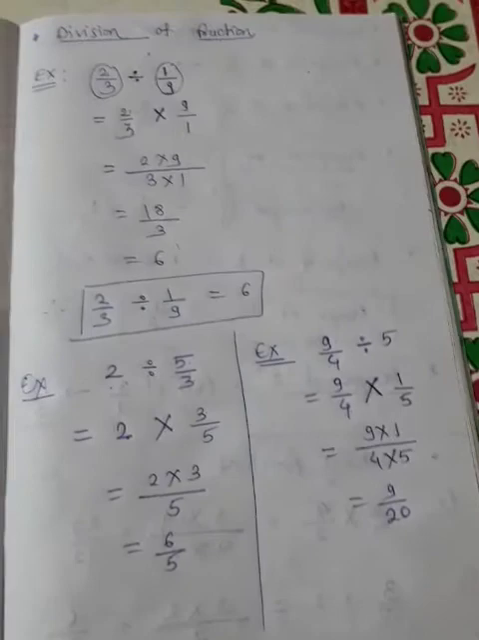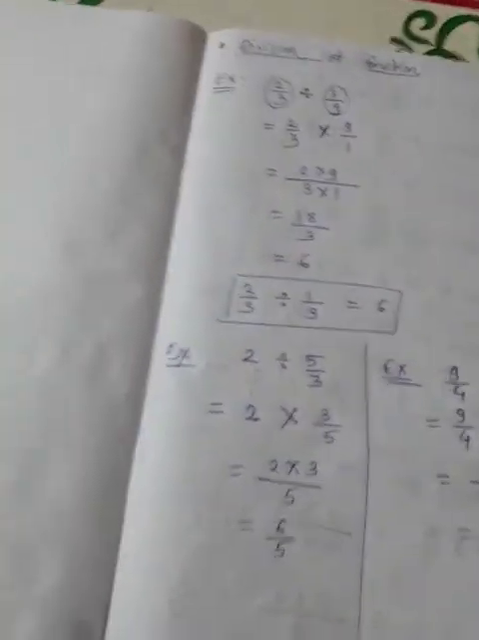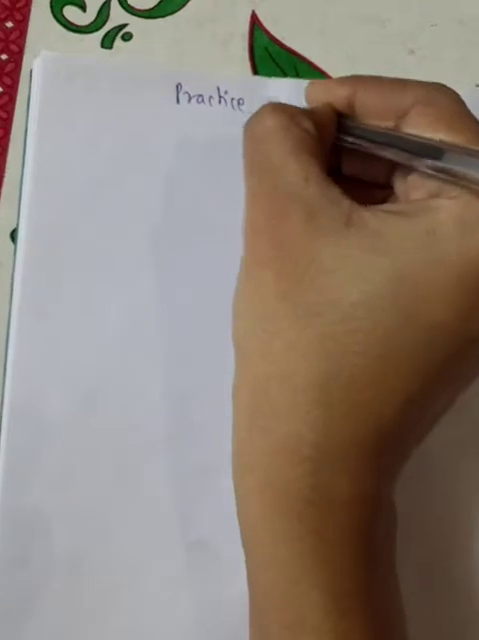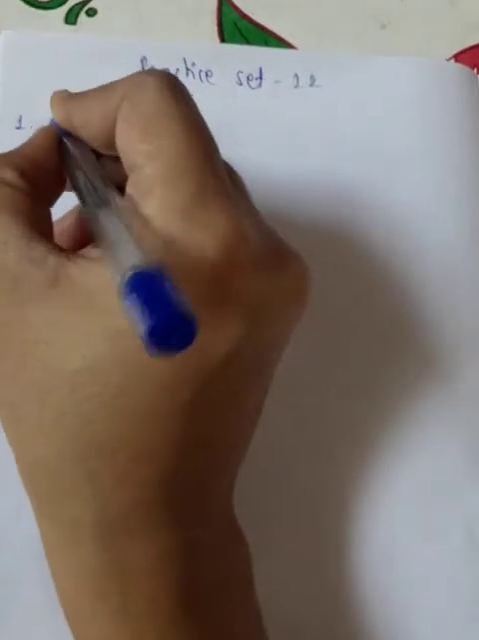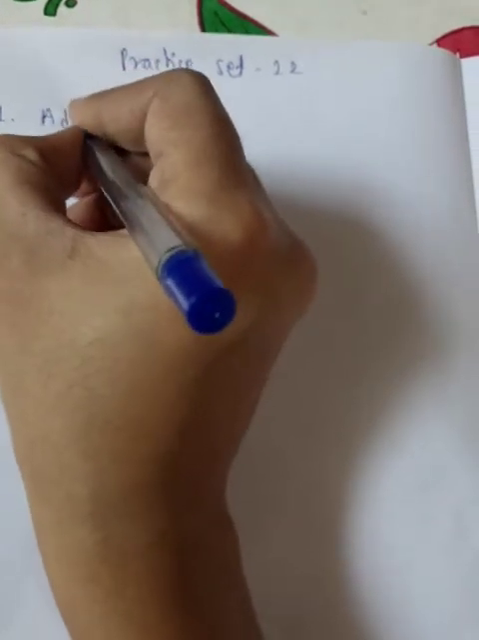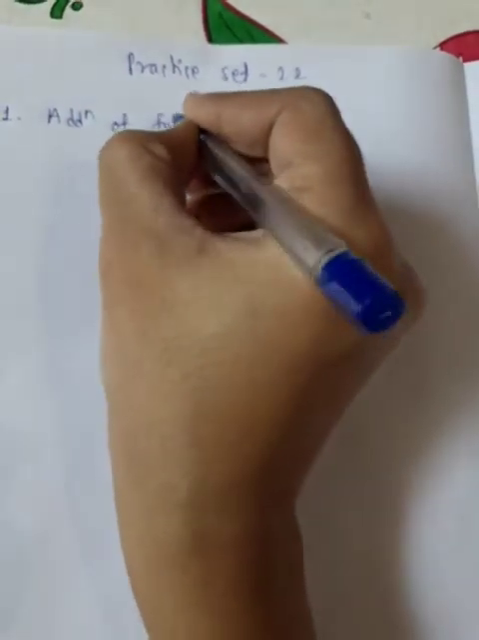Okay, now let us solve the first practice set, practice set number 22. In this practice set, question 1 is: carry out the additions of the following rational numbers.